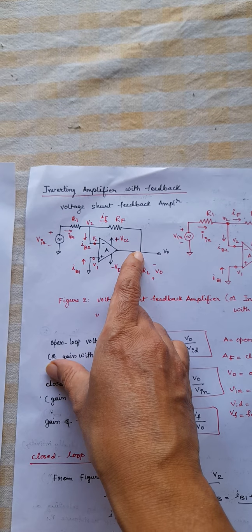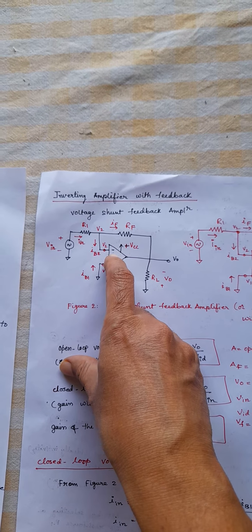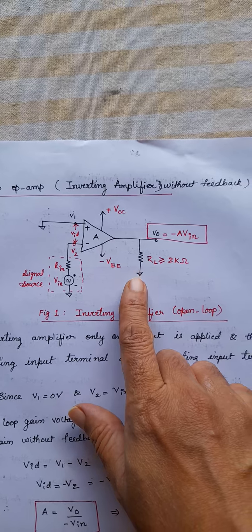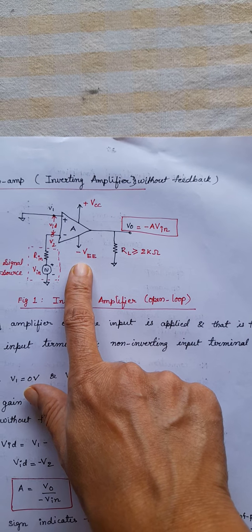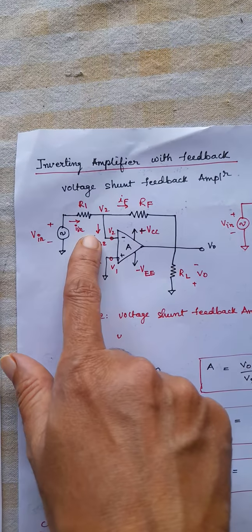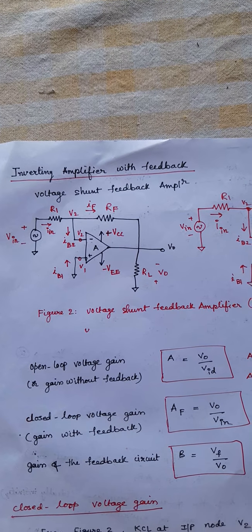But if you observe clearly, there is an interconnection between output back to the input. So it is known as closed loop inverting amplifier. In this diagram, there is no interconnection between output back to the input, so it is an open loop inverting amplifier. And here there is a connection between output back to the input, so it is a closed loop inverting amplifier.